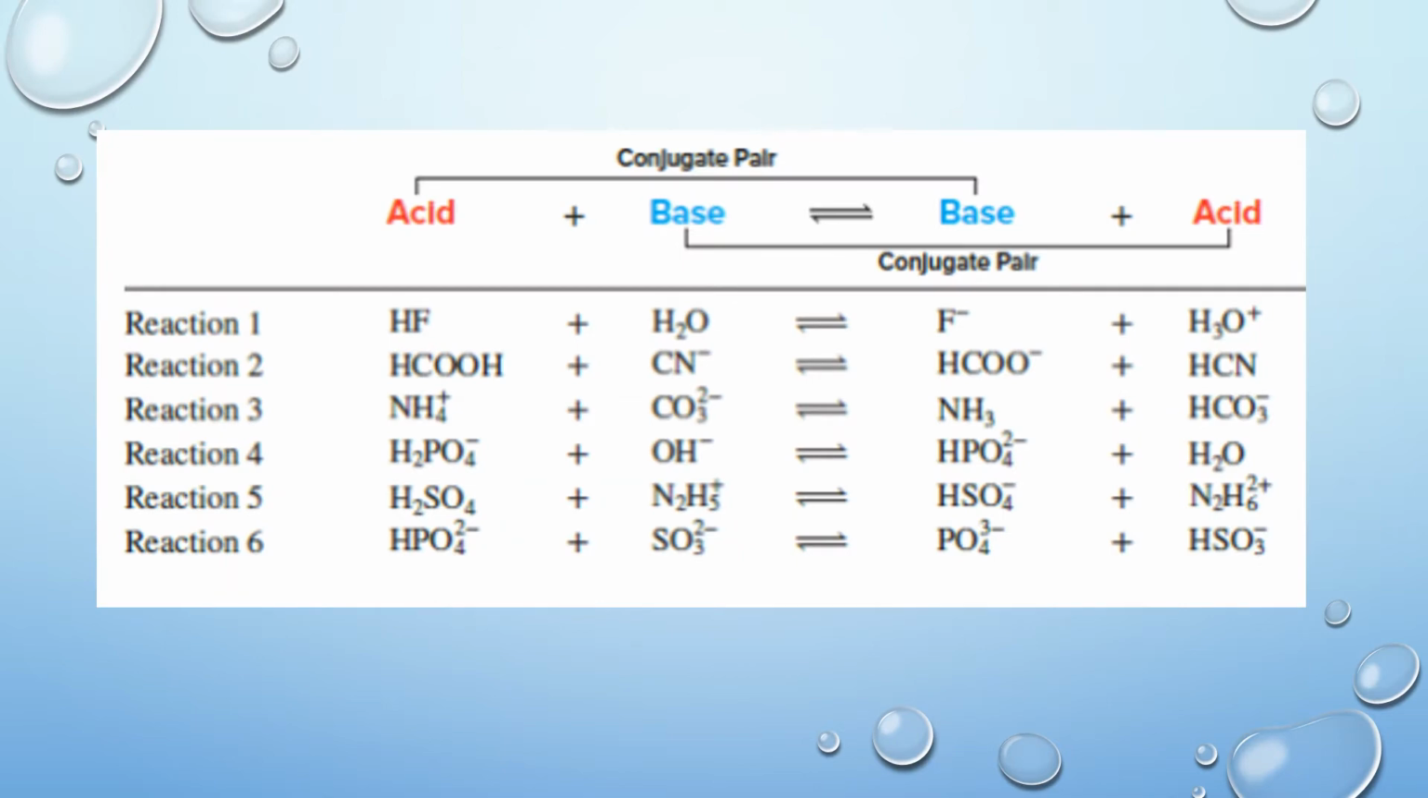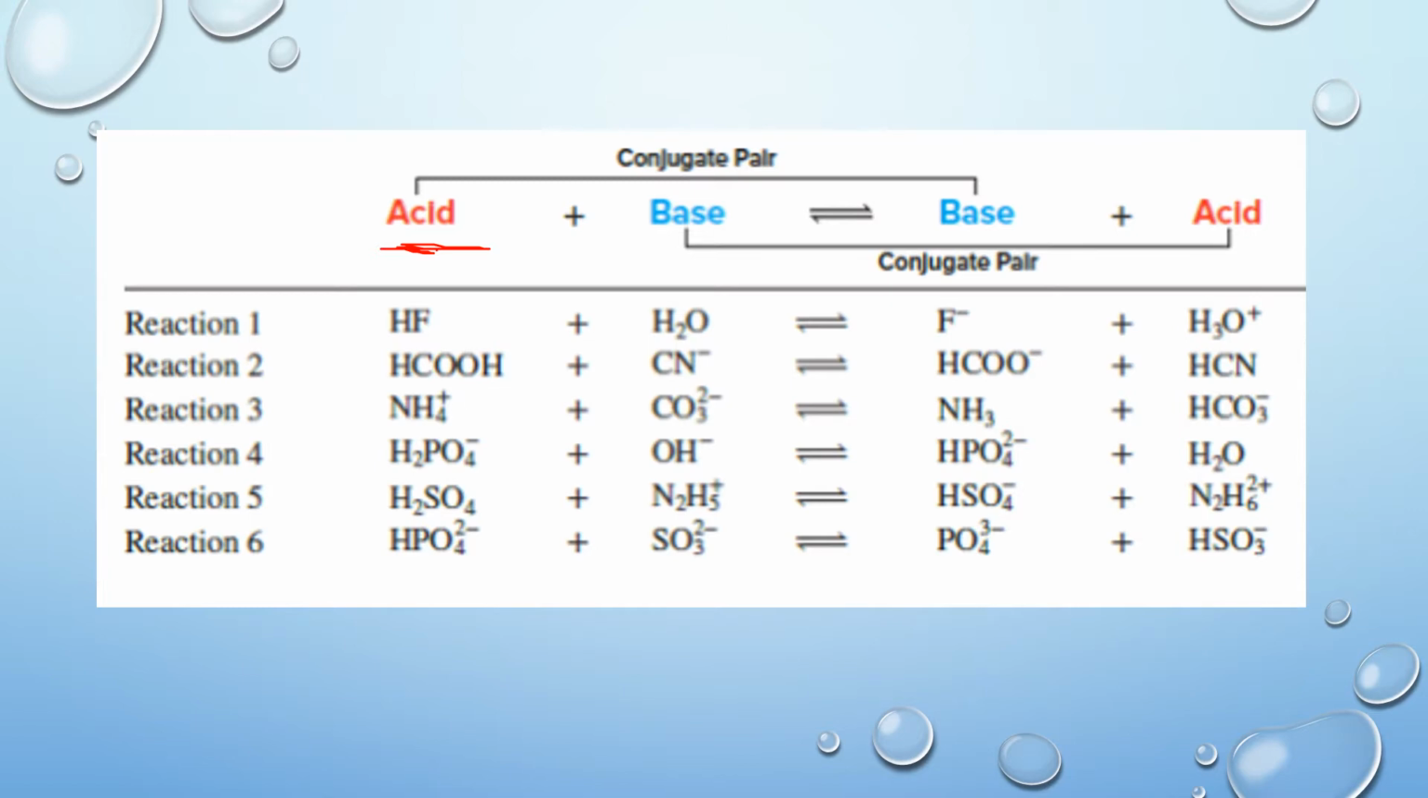In this table, you see more examples of conjugate acid and base pairs. So we have 6 acid-base reactions, or in this case, we can say proton transfer processes. You can see in all these reactions, we have 2 pairs of conjugate acid and base pairs. For the acid, after losing the proton, it becomes the conjugate base.